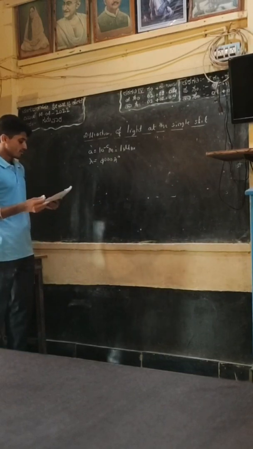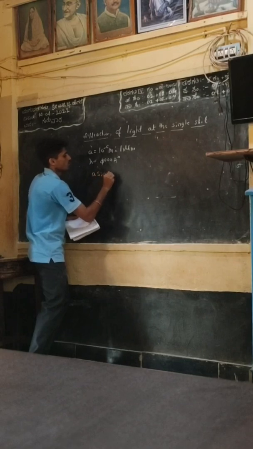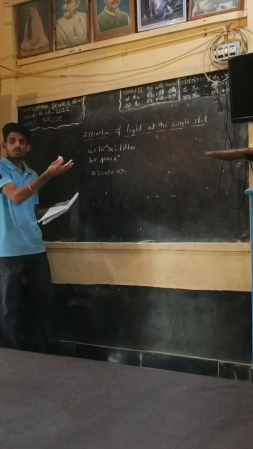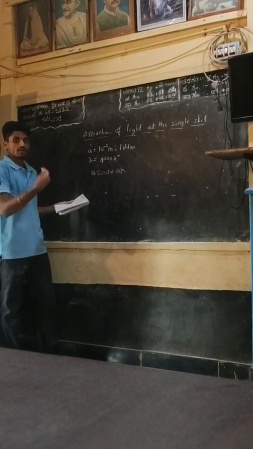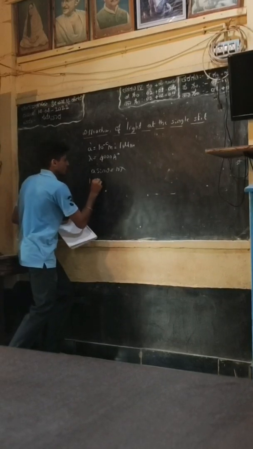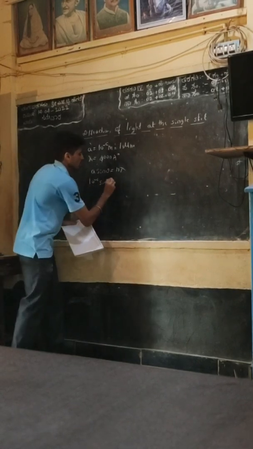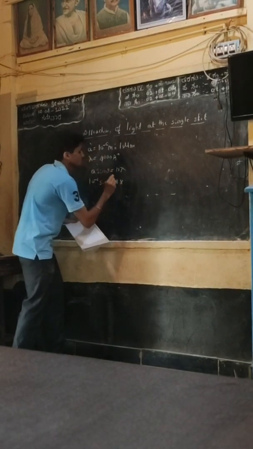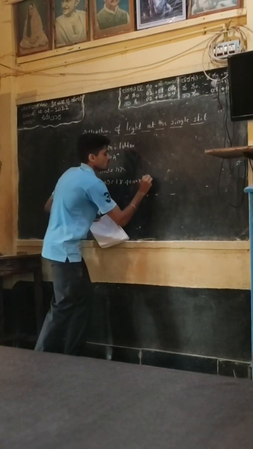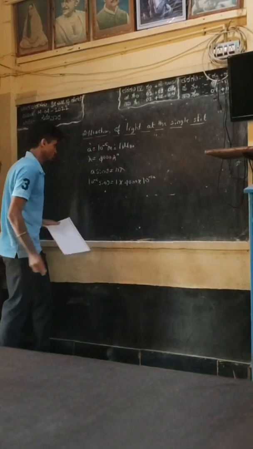Then we again put the formula as A sin theta is equal to n lambda, where A is known. In the previous problem we were not given A, but now we have the data of A, so we put the value 10 raised to minus 6 sin theta is equal to n is 1 into 4000 angstrom, 4000 into 10 raised to minus 10, because an angstrom is 10 raised to minus 10.